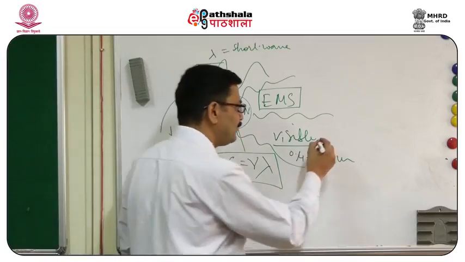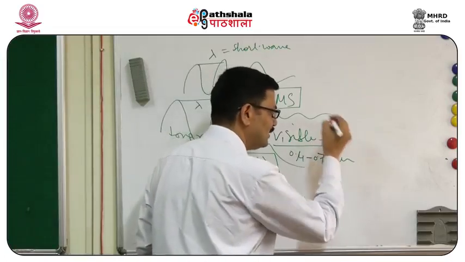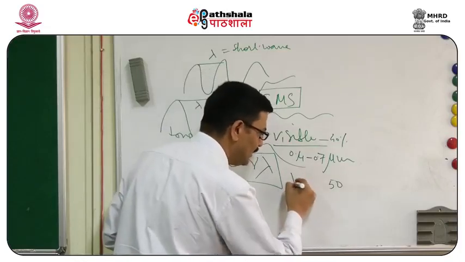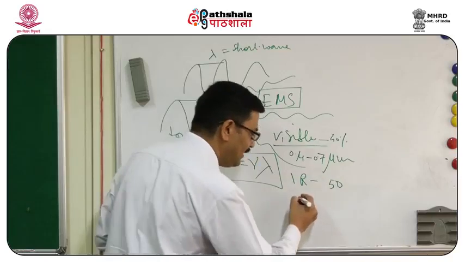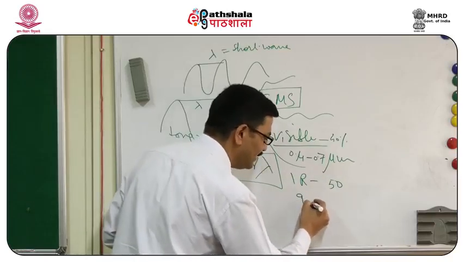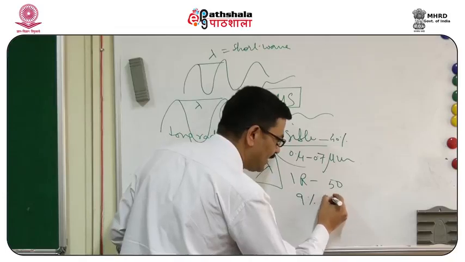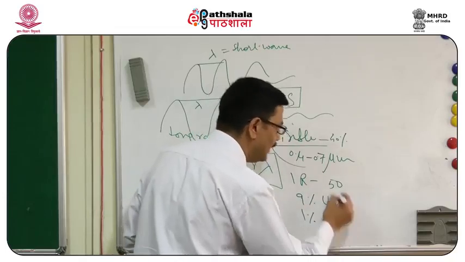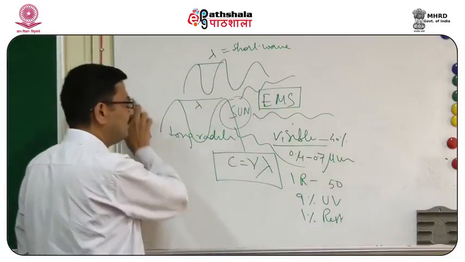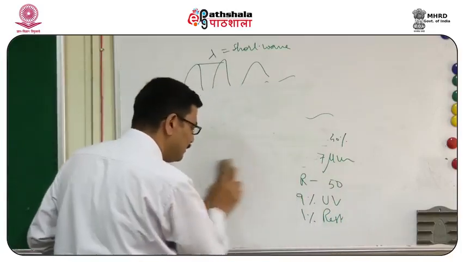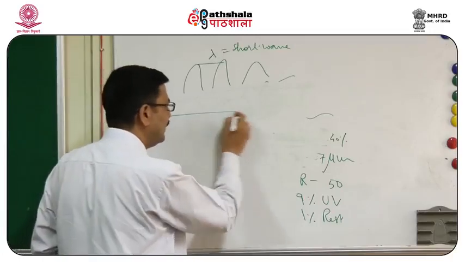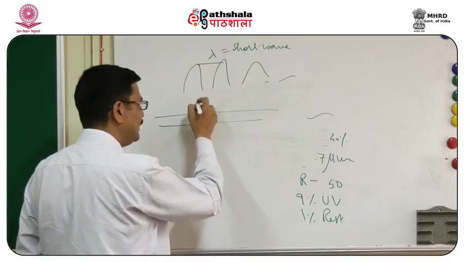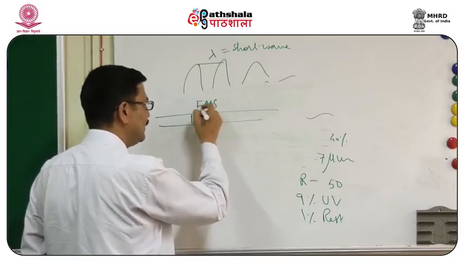So, 40% of the total sun's energy comes in the visible region, the remaining 50% comes under the infrared region, about 9% comes under the ultraviolet, and about the remaining 1% is the rest of the energy. Now, if I draw a spectrum to help you understand better, suppose this is the electromagnetic spectrum, that we call EMS.